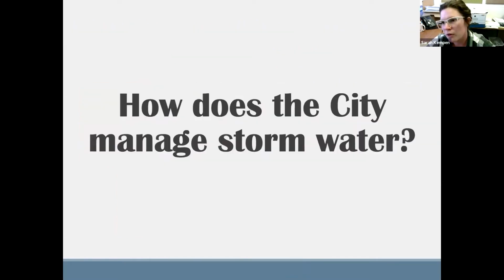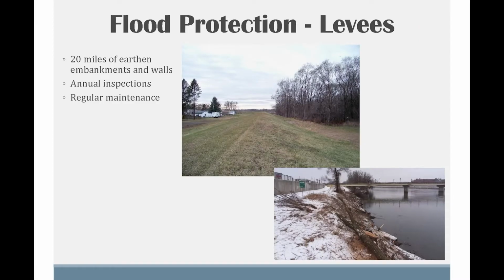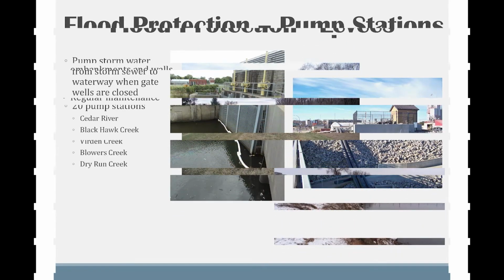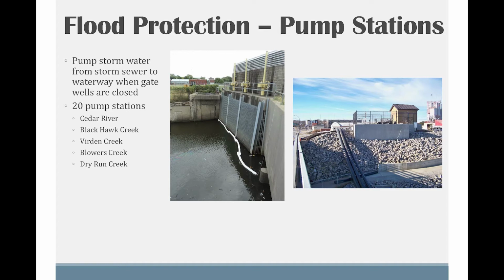So now I want to go into kind of what the city does to manage stormwater. So we have levees for flood protection. We have about 20 miles of these earthen embankments and walls. There are annual inspections required for this that the Corps comes in to look at. Regular maintenance, the picture on the bottom there. Tree clearing, just because they don't want trees growing on there and impacting the integrity of the levee system. We also have pump stations throughout the city, approximately about 20 pump stations, and essentially these function just like a sump pump would at your house.